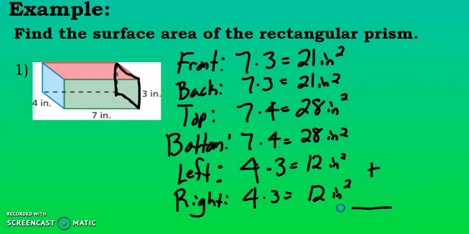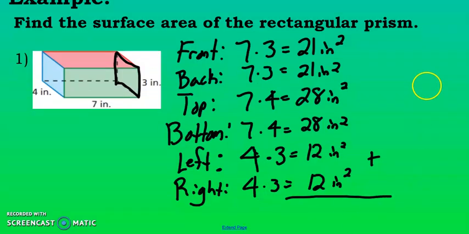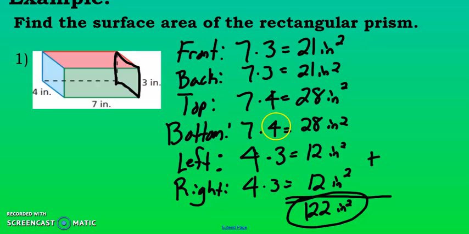Next, since we're finding surface area, we're going to take all of these numbers and add them together. And if you want to do that in a calculator, perfectly acceptable to me. That's what I'm honestly doing right now. So 21 plus 21 plus 28 plus 28 plus 12 plus 12 gives me 122, and don't forget your label, super important, inches squared. And that's your final answer, and this will be your work shown.